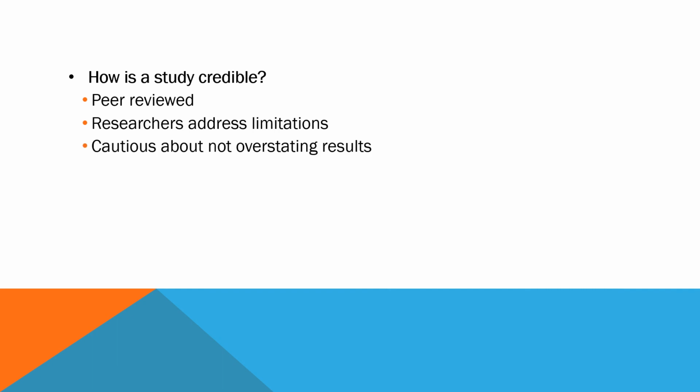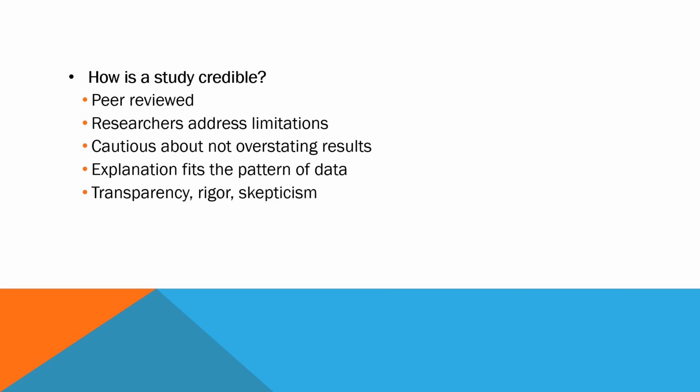A good researcher is cautious about not overstating the significance of their results. So a researcher who vastly overstates how generalizable their results might have to be looked at with a bit of a skeptical eye. You want to make sure that their explanation of the data fits the pattern of the data. If they're saying this is the underlying reason, then it should align with what the data is showing you. I'd say any researcher that practices transparency, rigor, and skepticism is going to be very high in credibility.